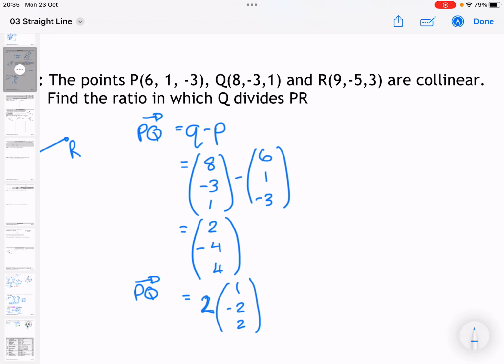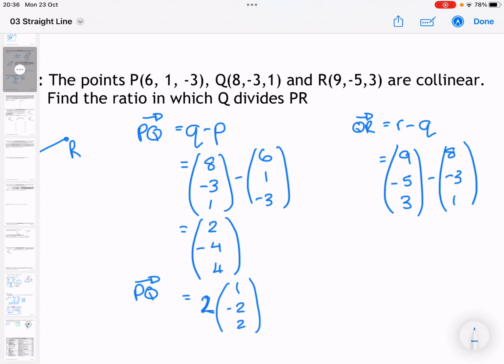And then we're going to work out what vector QR is, which is R minus Q. So we are 9 minus 5, 3. Subtract 8 minus 3, 1. My handwriting's horrendous. Gives me 1 minus 2, 2. Oh, so that's what QR is. I don't have a common factor this time.